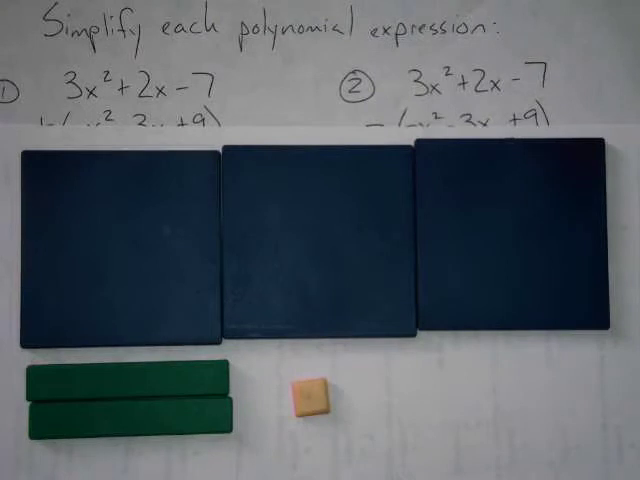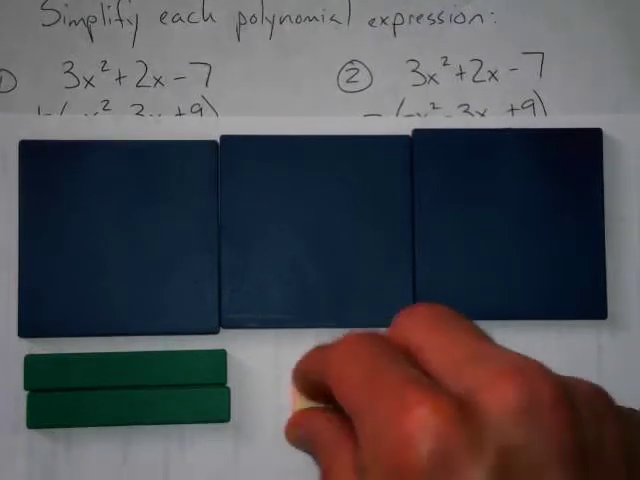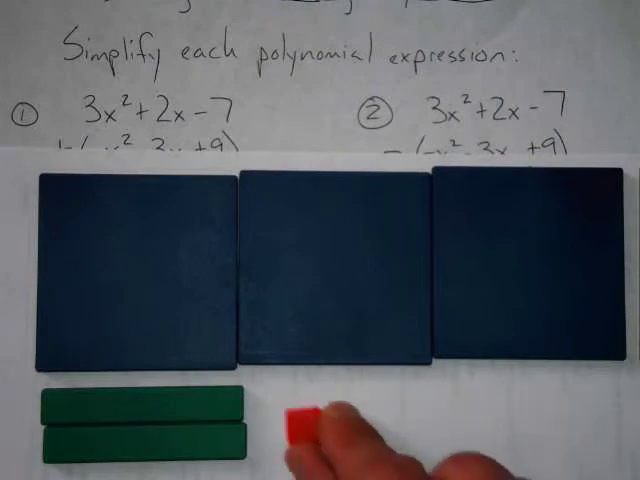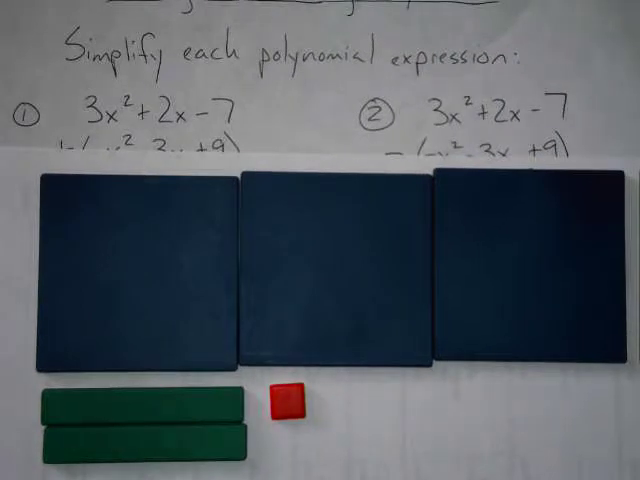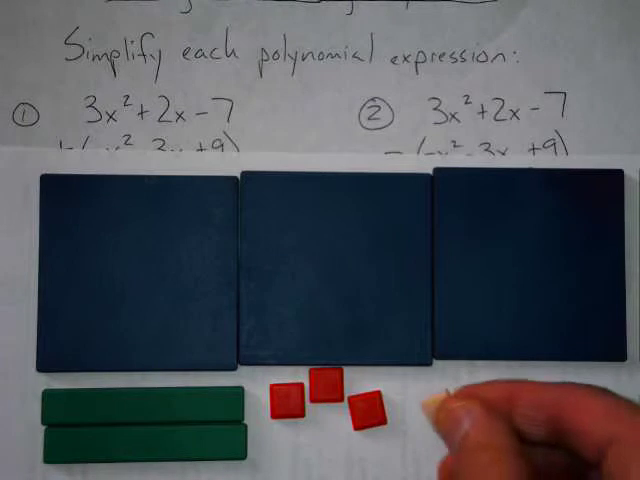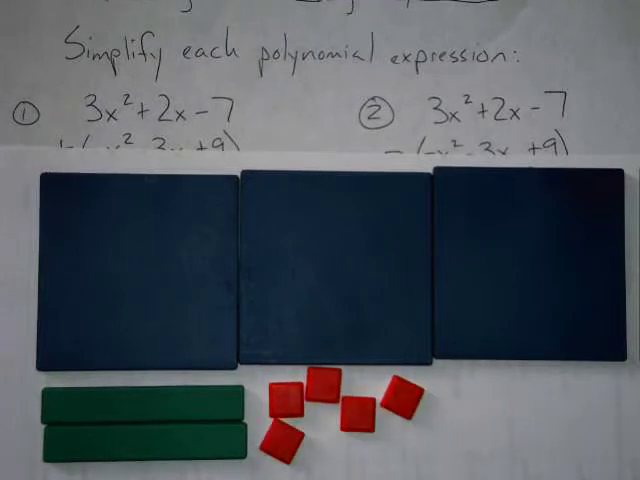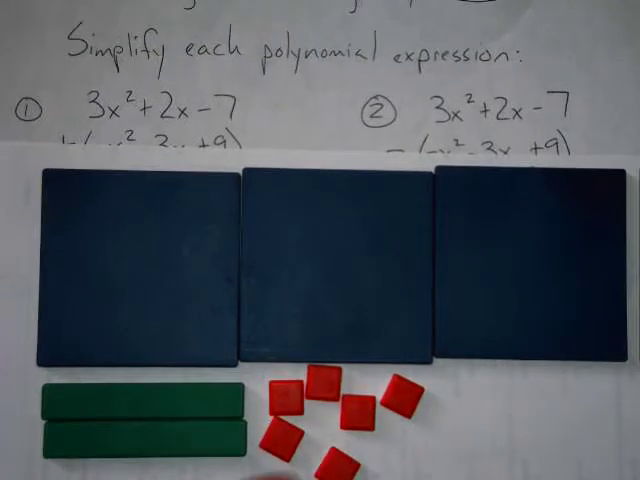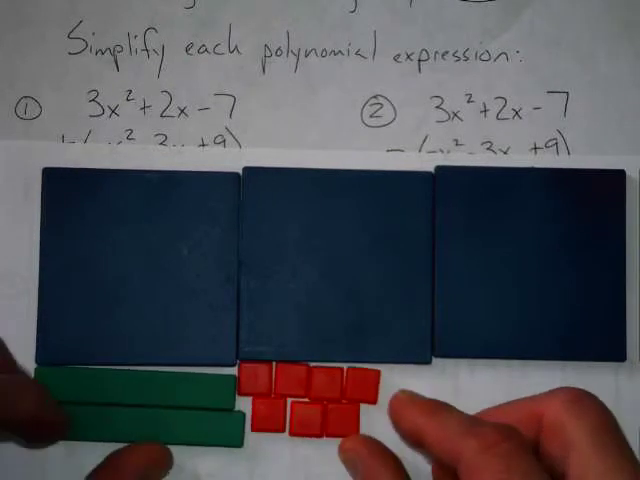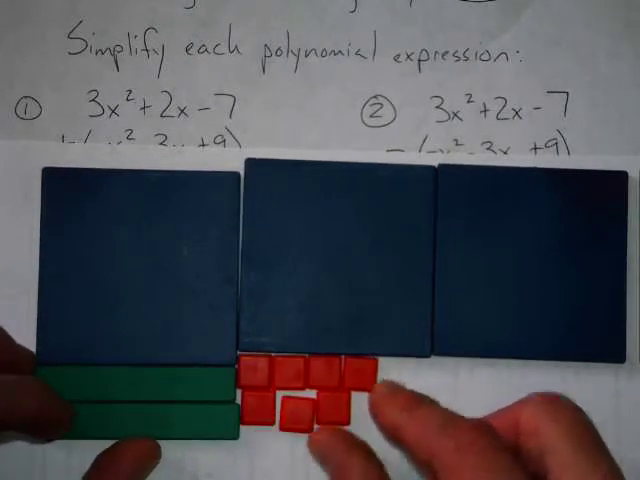So here is a 1. This is 1, and this is a negative 1. And so if we're looking at minus 7, we actually have 7 negative 1s. So we're going to put down 7 negative 1s, and we'll have 3x squared and 2x's and 7 negative 1s, right? And that's 3x squared plus 2x minus 7. So we'll have these tiles, and that represents that first polynomial.